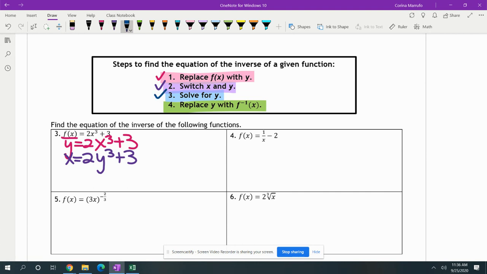So that's going to take a few more steps. So we're going to get the y by itself. So first we need to get rid of this 3 by subtracting on both sides. Okay. We get x minus 3 equals 2y to the 3rd power.